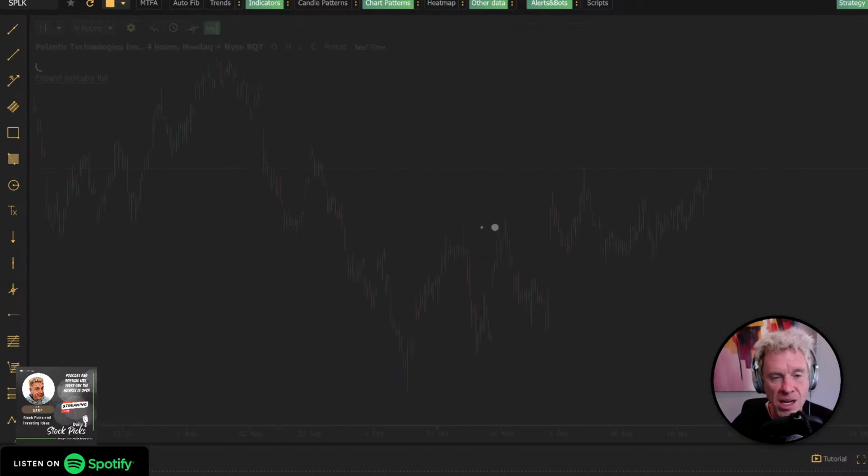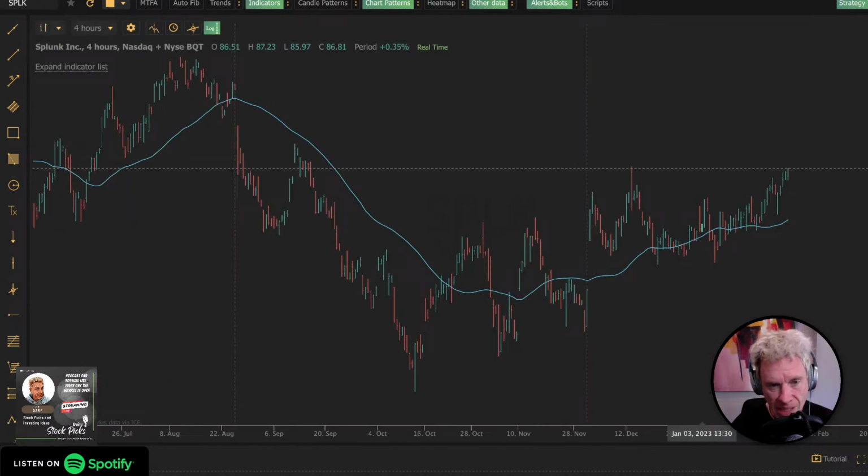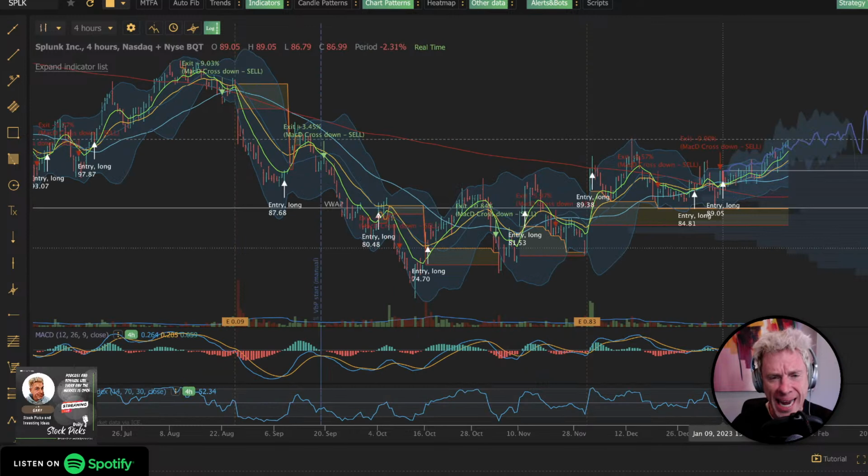Splunk had a cross up. And I think this is a secondary cross-up. Yeah, $89 was the initial cross-up. This is the secondary cross-up. And on the 23rd, you were trading at $90. You're at $96. 5-6% gain in a week, and you still have confirmation.